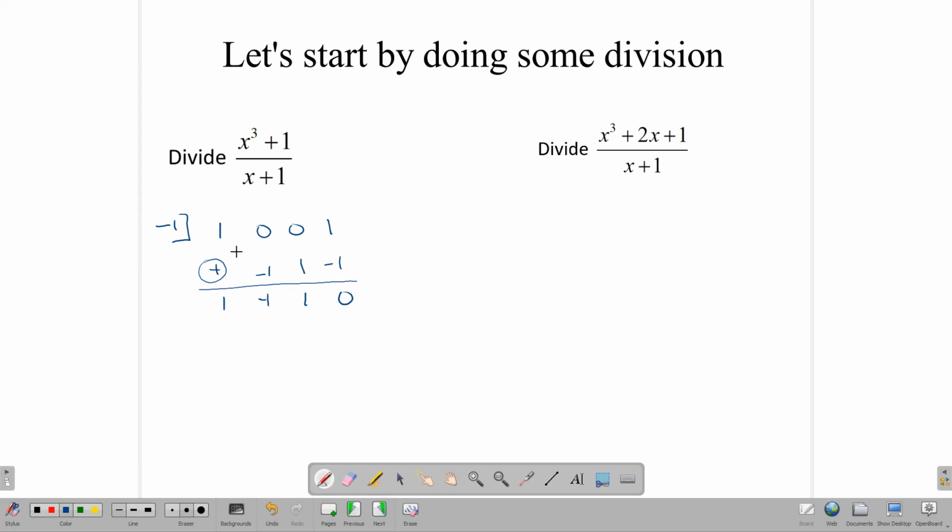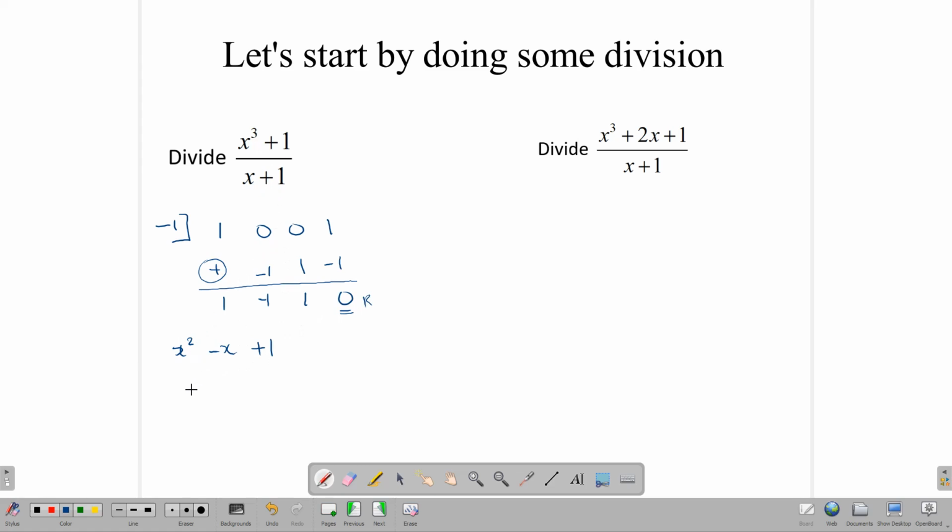And so what we get then is a polynomial of the form. Starting here, notice this is x cubed, so we have to go one degree lower. So we're going to write down x squared minus x plus 1. And so this is what we get. There's no remainder, or there's a 0 remainder here. So this is what we get when we divide x cubed plus 1 divided by x plus 1.